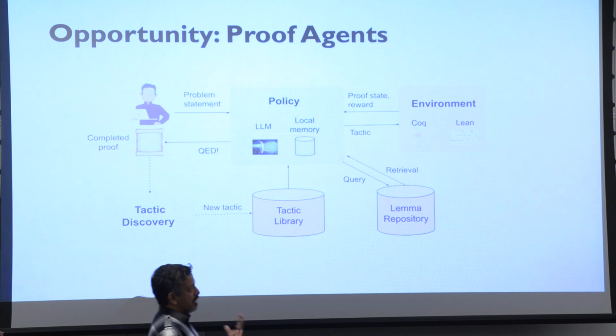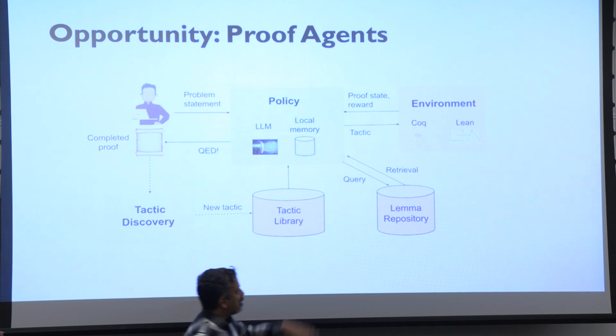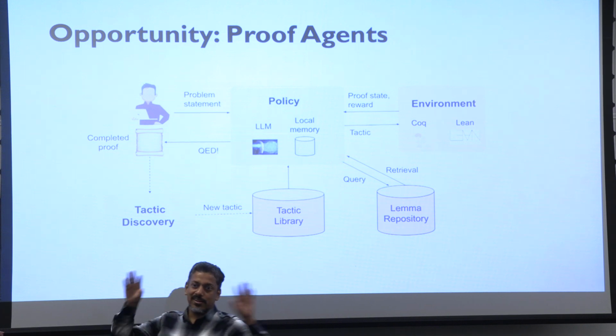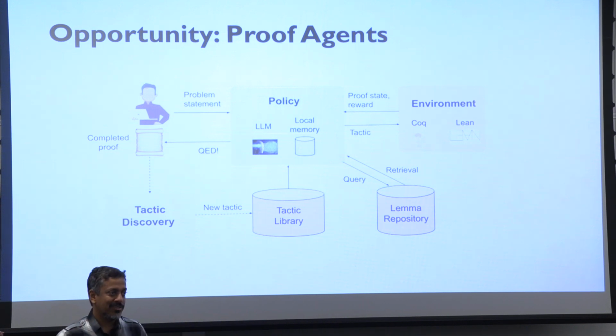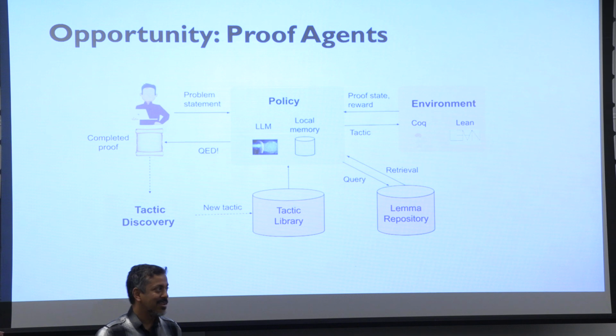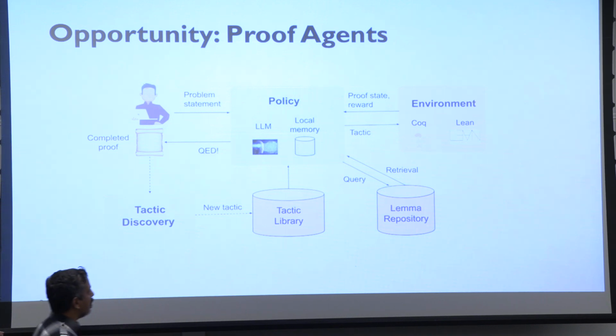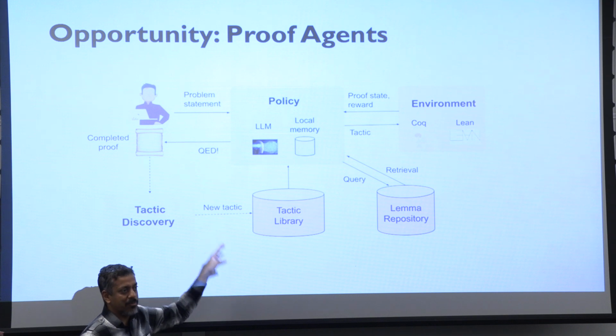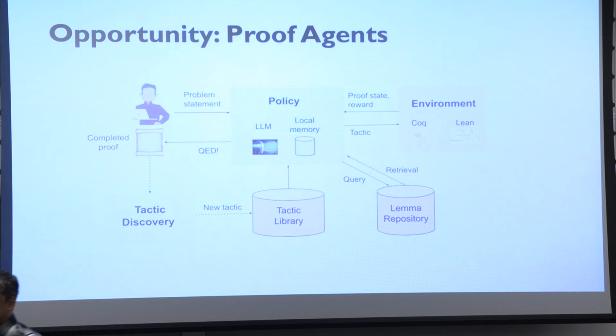And not only that, it's rare that you do mathematical proof without any kind of external knowledge. So why not have a lemma repository, which is this external book of all possible proofs that were ever written, and you can query that as you are generating the proof using the policy. And you could even imagine discovering new tactics and forming a tactic library as you see more and more mathematical problems.